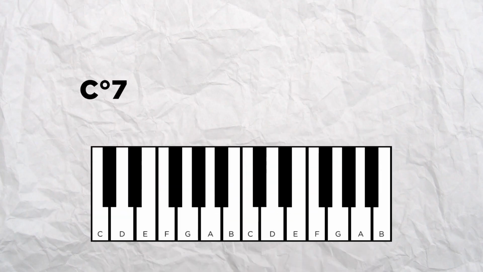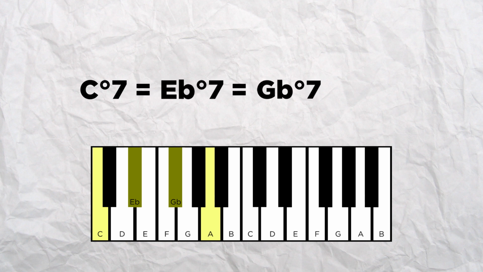Now, to finish the video, I would like to make a little experiment. Let's focus on the C diminished 7th chord. It's made of the notes C, E flat, G flat, and A. So it can be considered as a C diminished 7th chord, an E flat diminished 7th, a G flat diminished 7th, or an A diminished 7th.